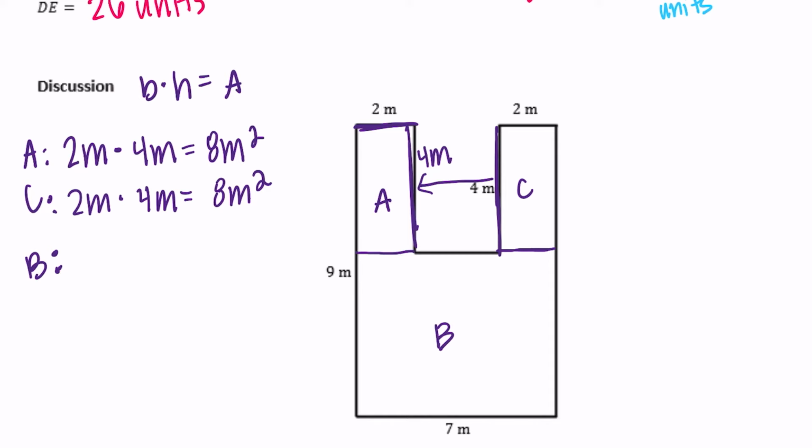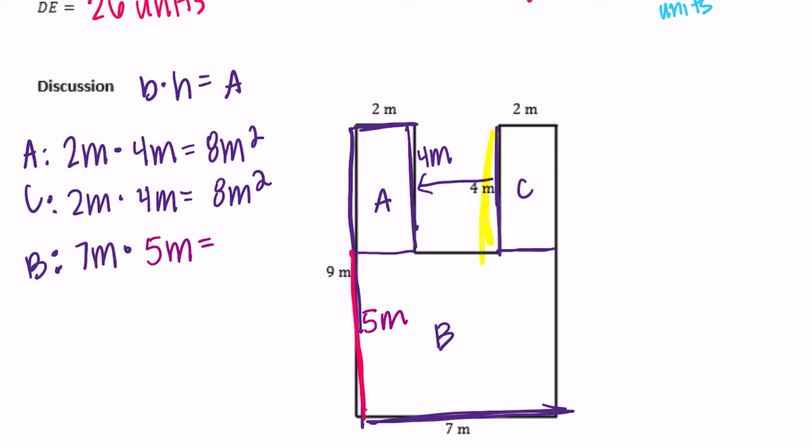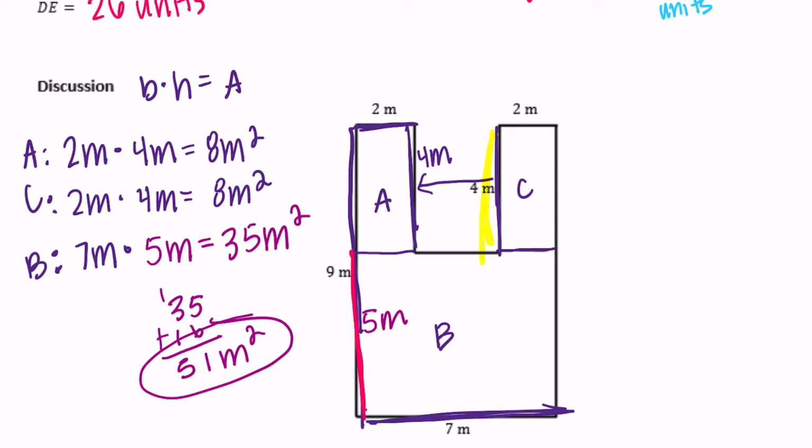So then for the one down here, we have 7 as the base, and then the height, well, we know the whole height is 9, but we just want to know this part right here. If the whole thing is 9, we know this is 4. So if we take the whole 9 and subtract 4, the part that's left would be 5 meters. So 7 meters times 5 meters is 35 meters squared. If we add all of that up, we get 35 plus 16, which is 51 meters squared, the area of that figure.